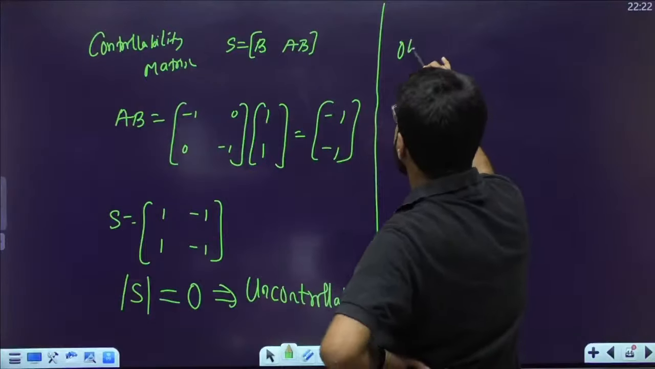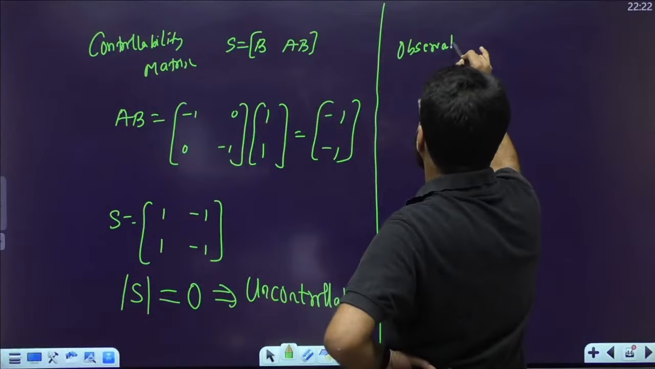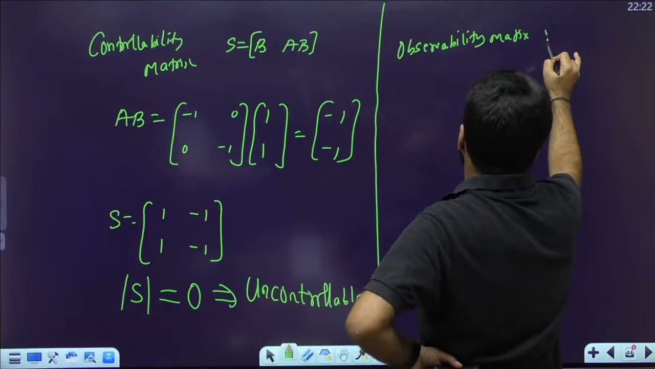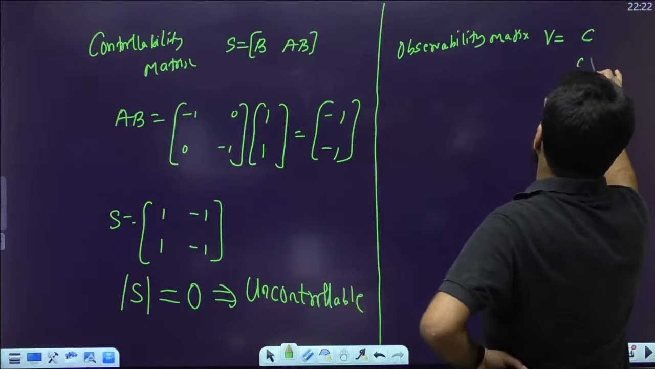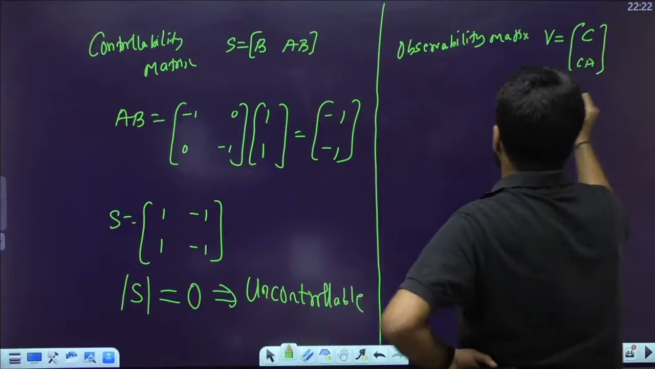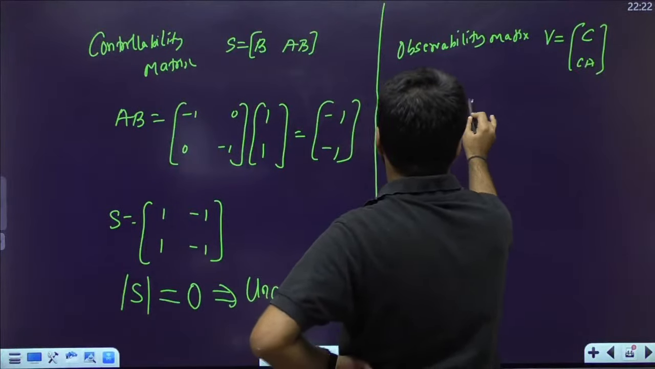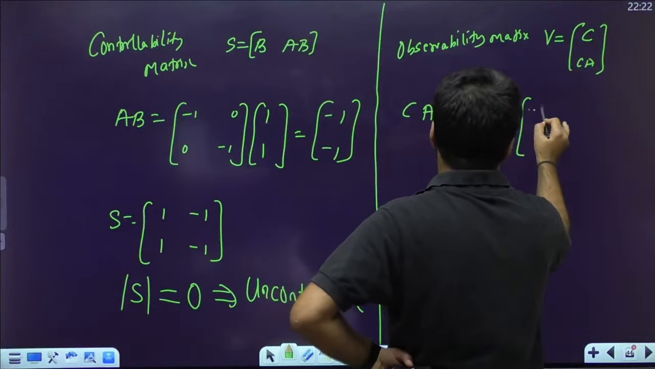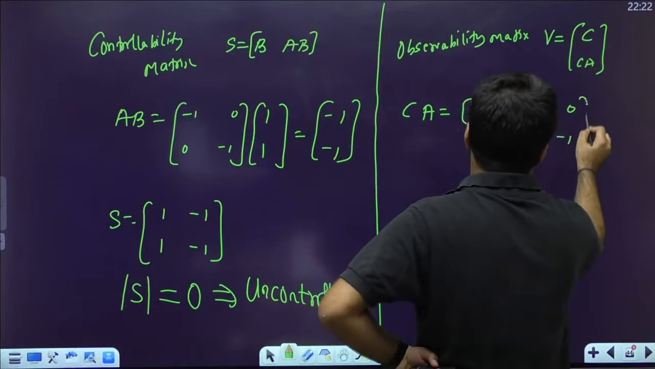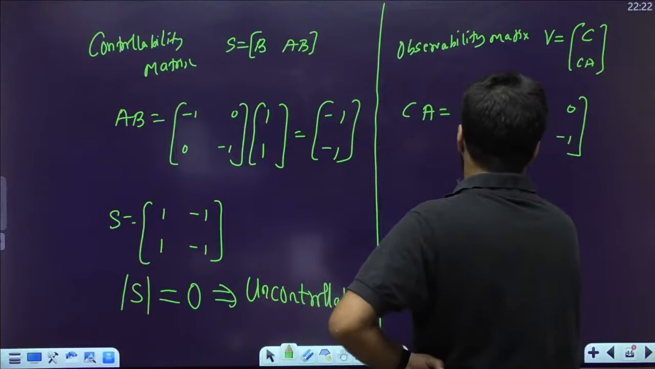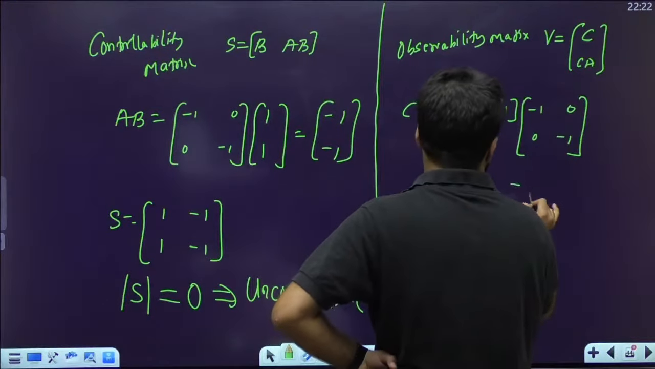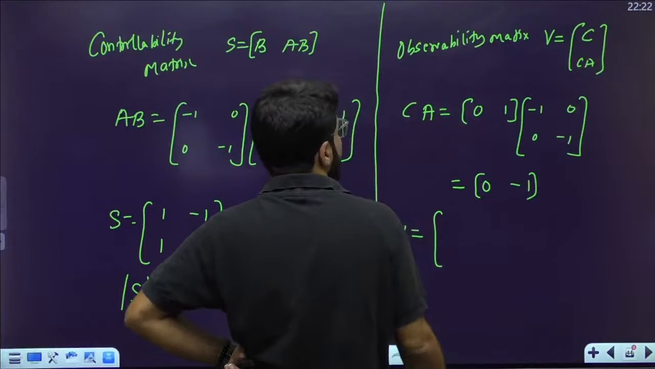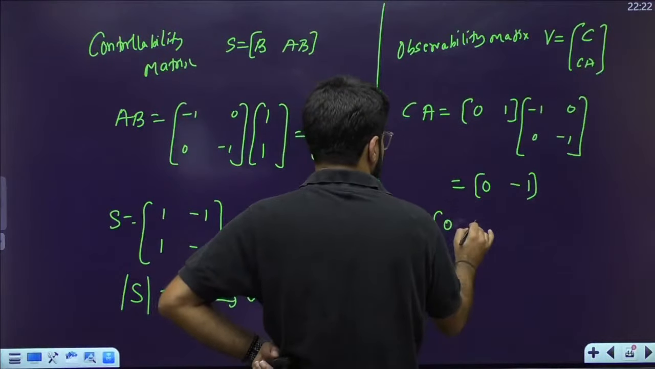Okay, observability. The observability matrix V is written as [C; CA]. C is given to me. Let me quickly compute CA. C is [0, 1] multiplied by A, so this part is 0 and then minus 1. So what is the V matrix? It is [C; CA]. What is C? [0, 1]. What is CA? [0, minus 1].